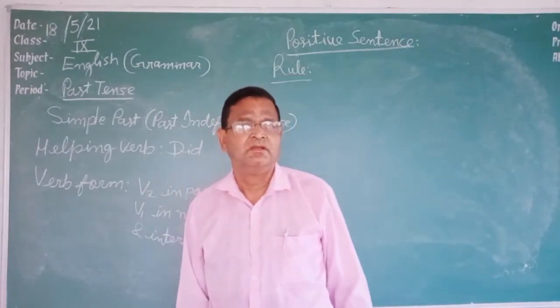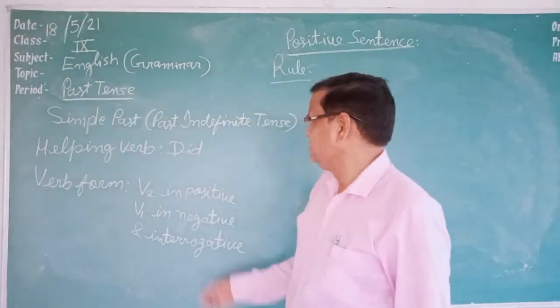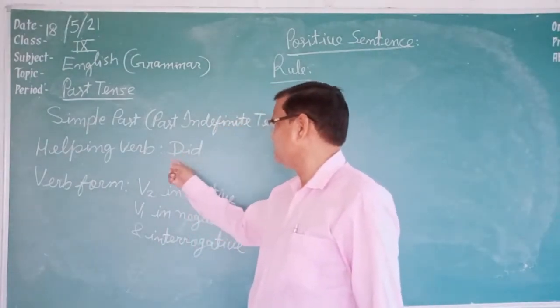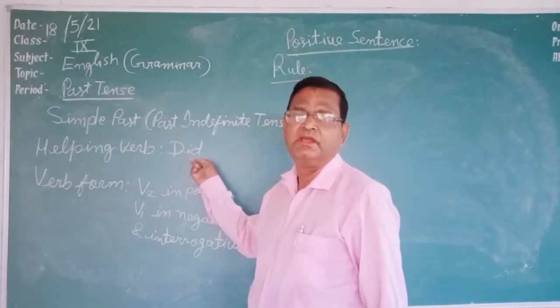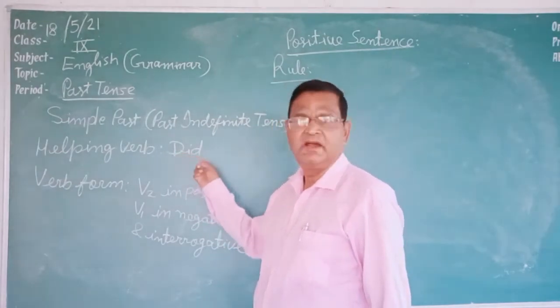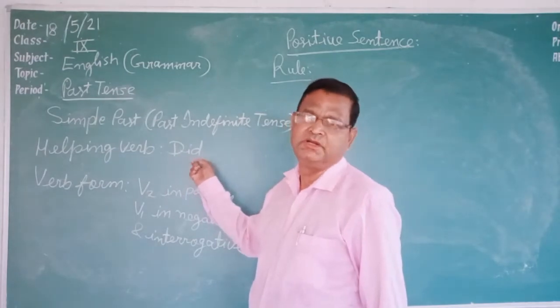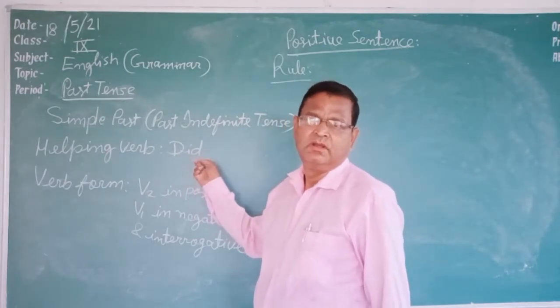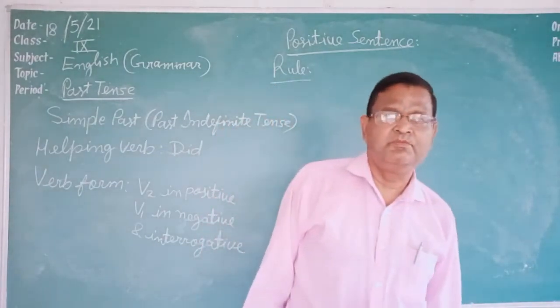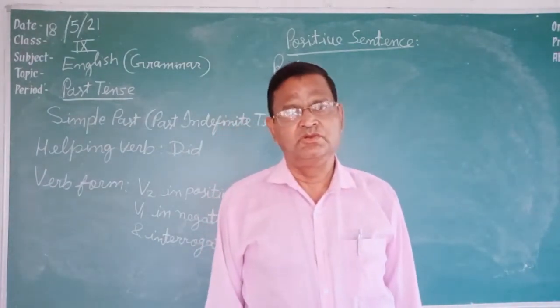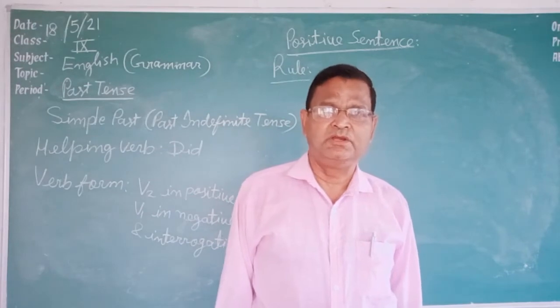Second thing, students, did is used as a helping verb in negative and interrogative sentences. It is not used in positive sentences. This helping verb did is not used in positive sentences, but it is used in negative and interrogative only.